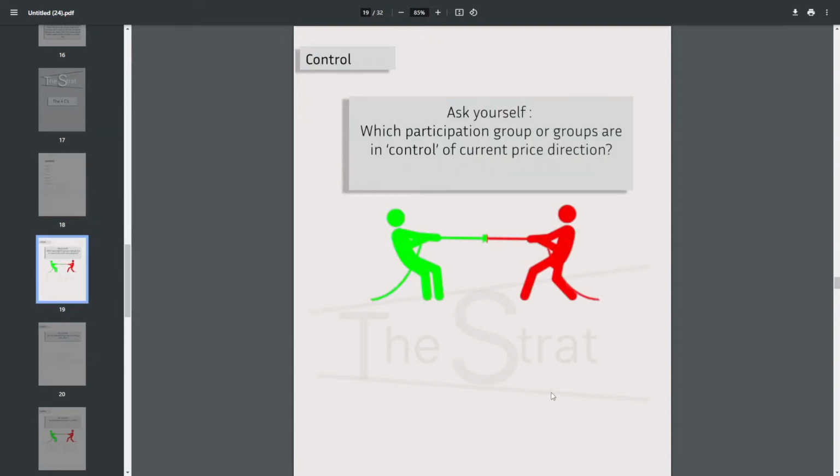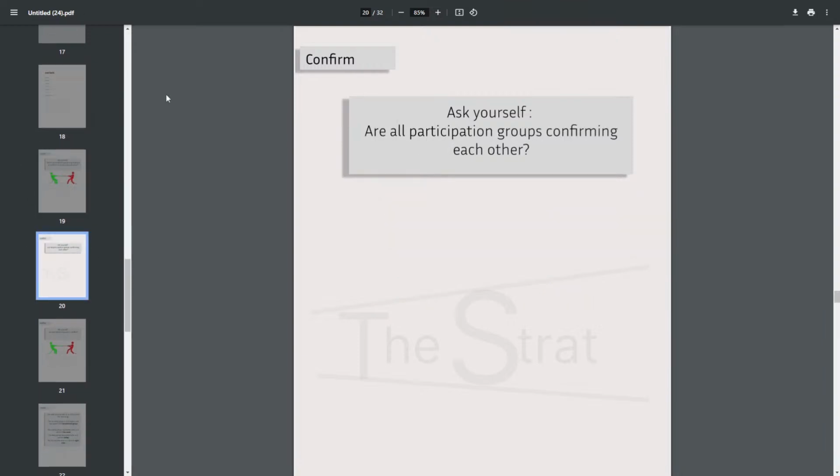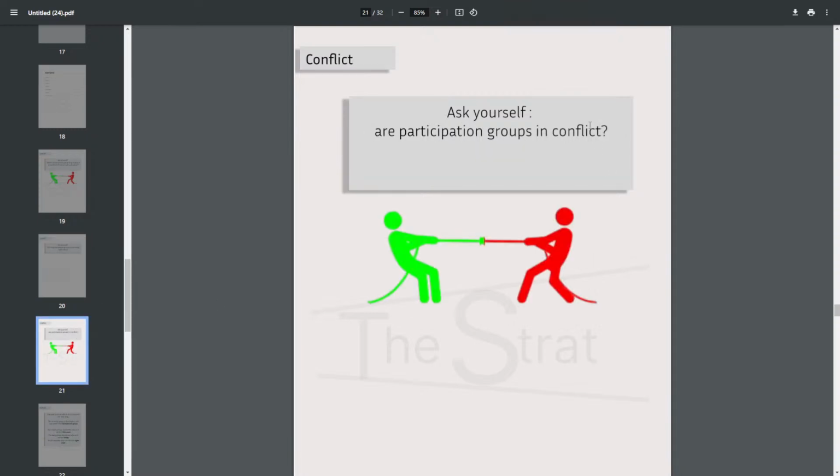The first one is control. Whenever we're looking at a chart, we want to ask which participation group or groups are in control of current price direction. And then confirm. We want to ask ourselves, are all participation groups confirming each other? So do we have the month, the week, the day, and the 60? Or do we only have the day and 60 in our favor for making a trade? Very important to know which ones are confirming each other, or are they all confirming each other for full time frame continuity? The next one is conflict.